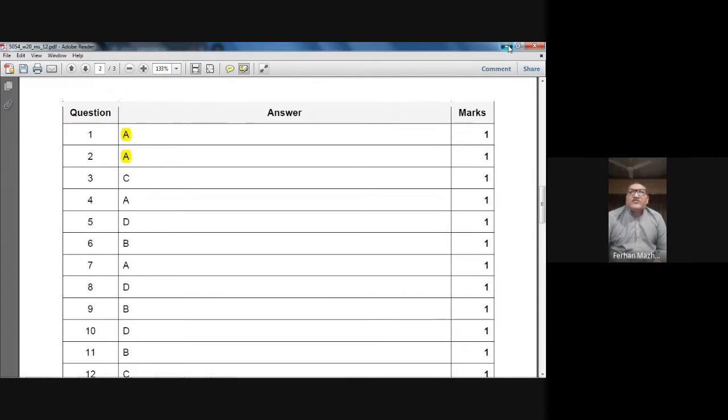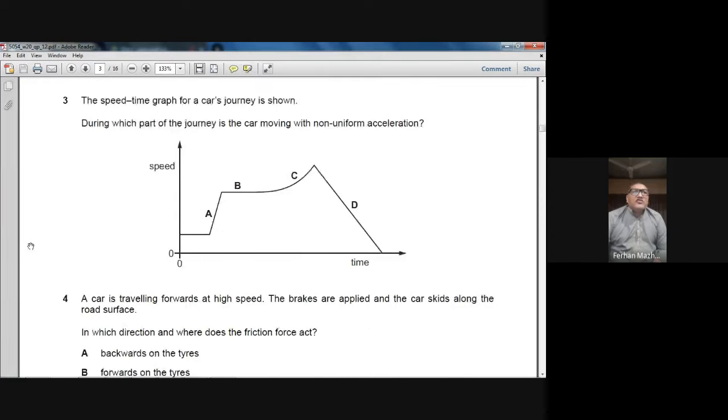Okay, so let's move to the next question. Question number 3 is on your screen. The speed time graph for a car's journey is shown. During which part of the journey is the car moving with non-uniform acceleration? It's a speed time graph. And you know that the slope or the gradient of the speed time graph represents the acceleration. So when the body is moving with uniform acceleration, the speed time graph will be an inclined line.